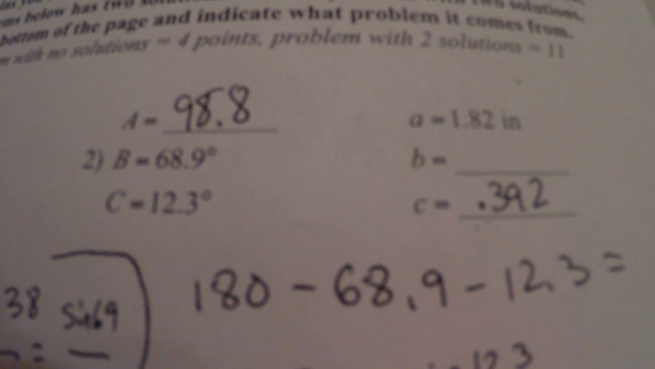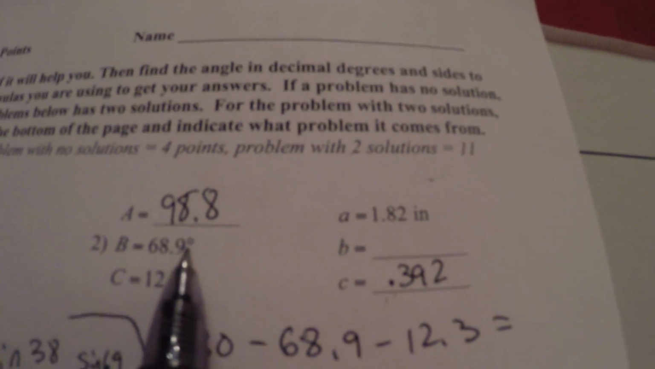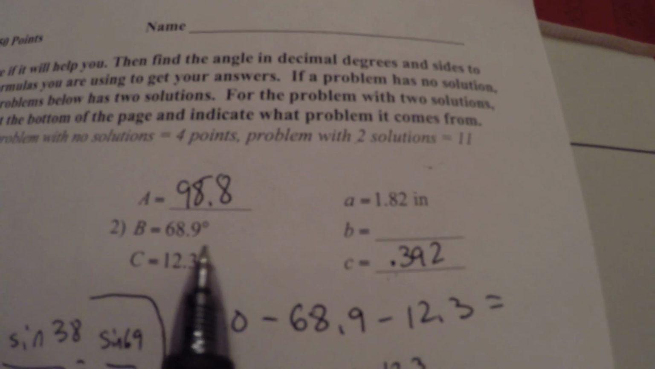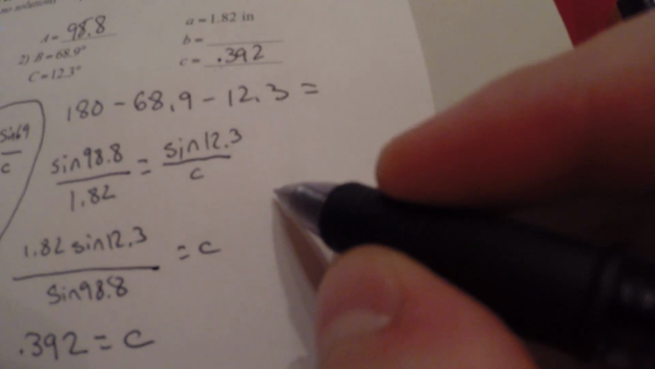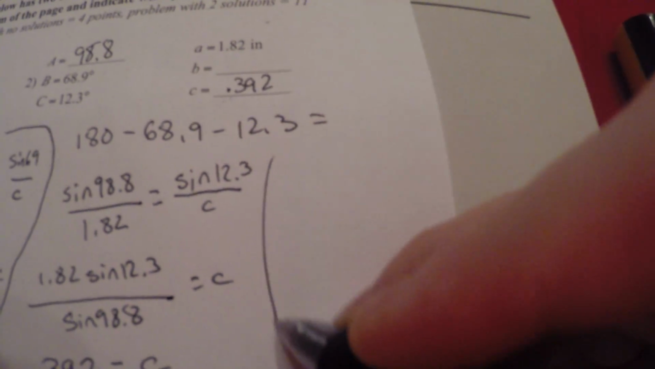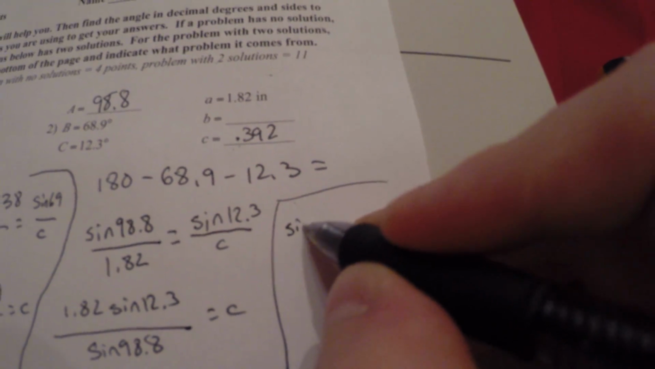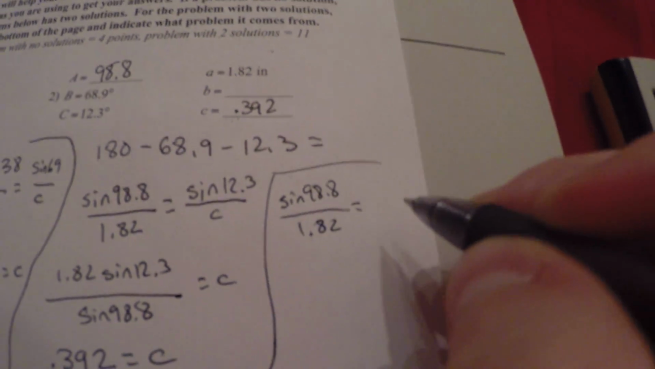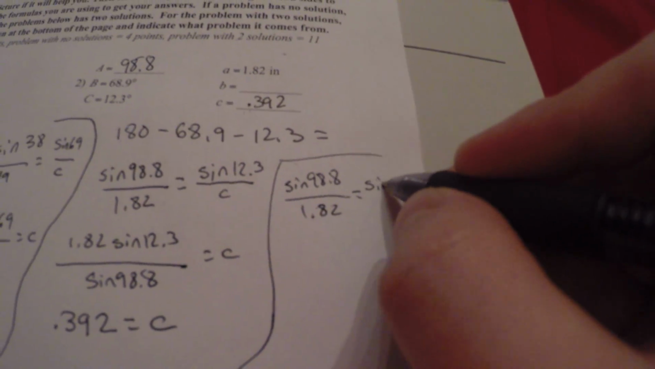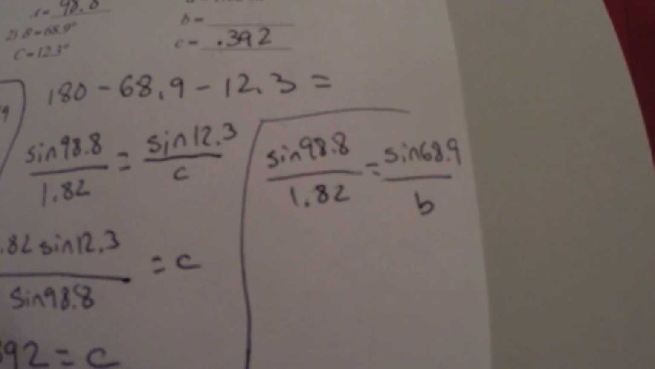All right, so now what do I do to solve this? Well, I have 98.8 and 1.82, and you just do the same thing again, only now I'm going to use 68.9. Let me see if I can squeeze this in here. So sine 98.8 over 1.82 equals sine 68.9 over b.